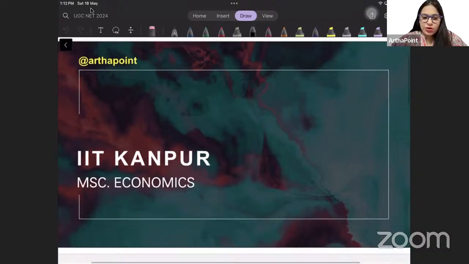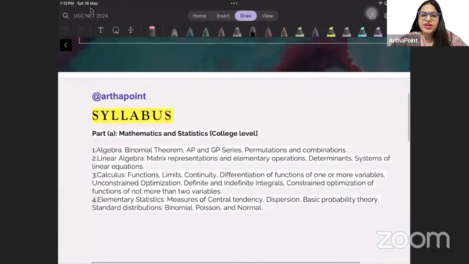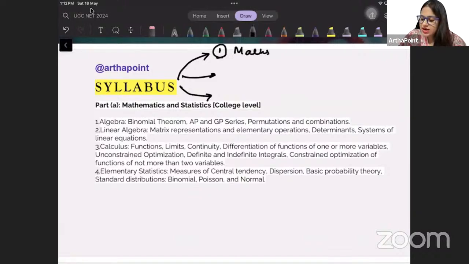Before I start telling you the strategy for preparation, we will quickly look at the syllabus of the IIT Kanpur paper. Try to understand that the entire syllabus can be divided into three parts. The first part is maths plus stats. This maths plus stats will be asked from what you have already done in your undergrad.